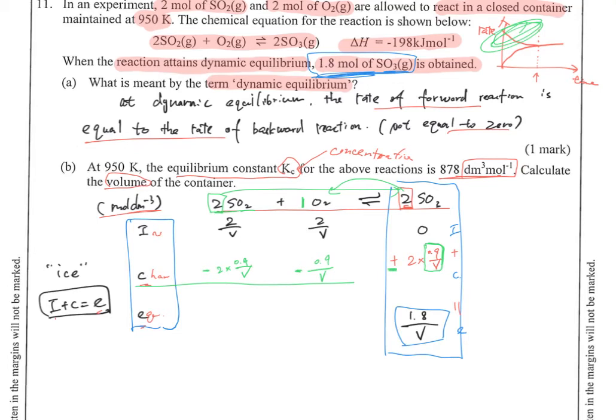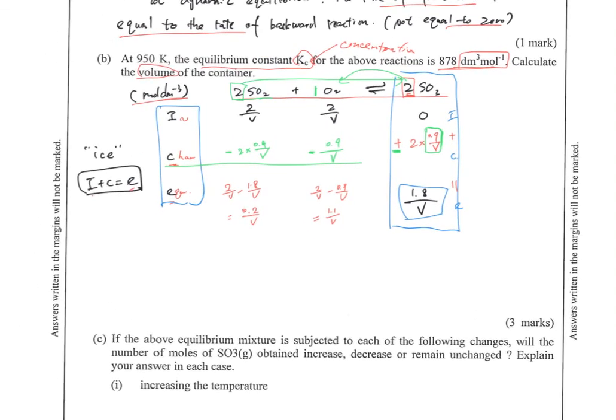So I plus C, then you can find out for SO2: 2 over V plus negative 1.8 over V, right? So 2 over V minus 1.8 over V just equals 0.2 over V. And O2 is 2 over V minus 0.9 over V, so it equals 1.1 over V, right?